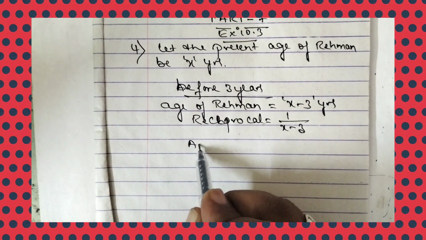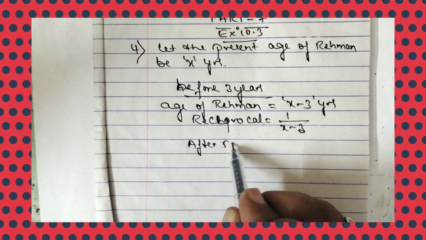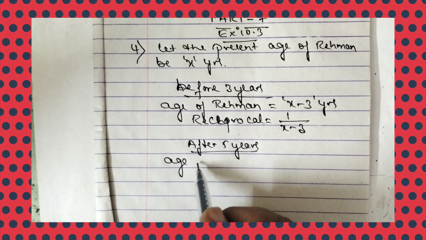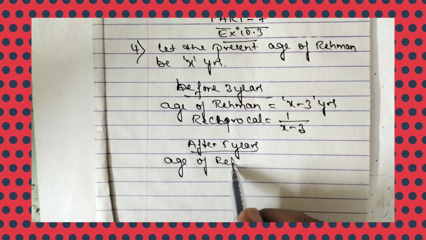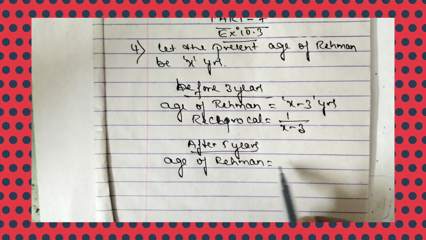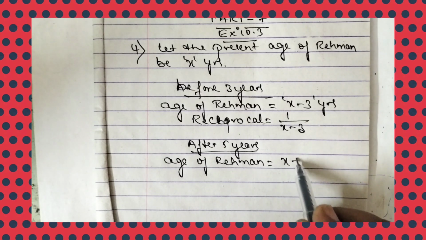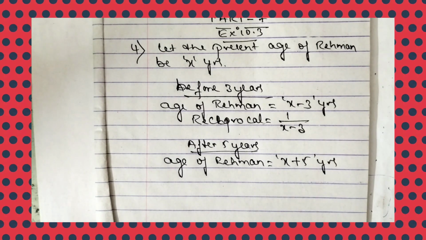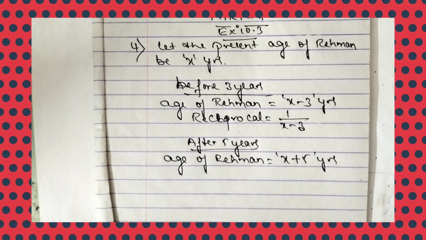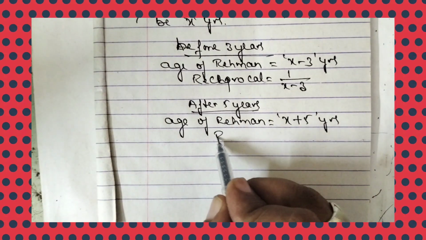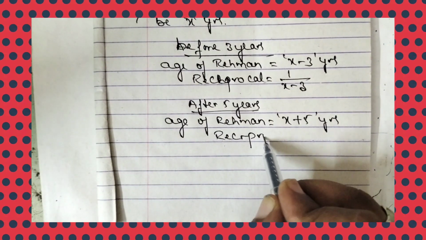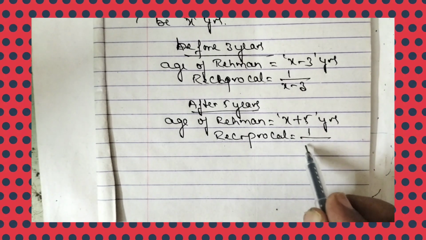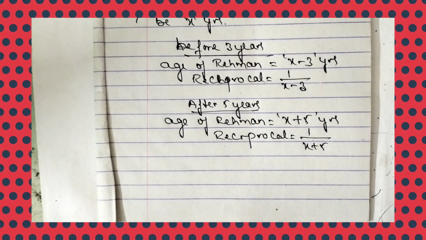Then after 5 years. So these are the conditions that have been given in the question. So what is the age of Rahman after 5 years? If the present age of Rahman is x, after means put plus 5 years. So after 5 years, the age of Rahman is x plus 5 years. Now, what is the reciprocal of x plus 5? It will be 1 divided by x plus 5.